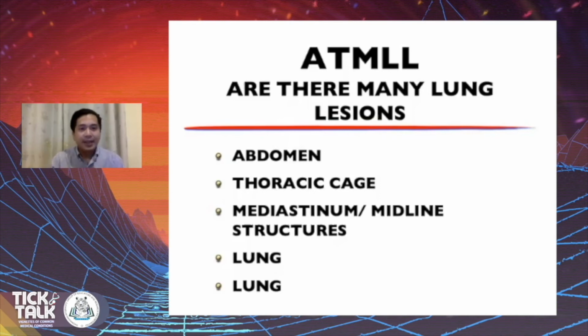Okay, ATMLL, so easy to remember. Are there many lung lesions? A stands for the abdomen, or the abdominal part of the chest X-ray, T for thoracic cage, M for mediastinum and the midline structures, and the LL is for the lung lesions. So you ask, are there many lung lesions? Just remember this and remember the terminologies, and you'll be good to go.